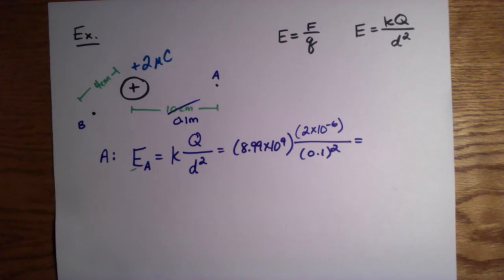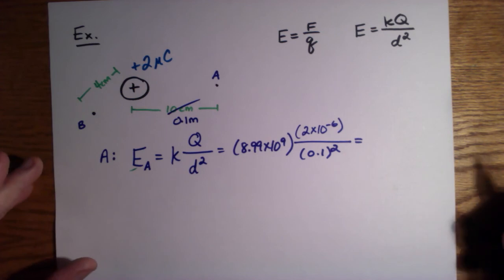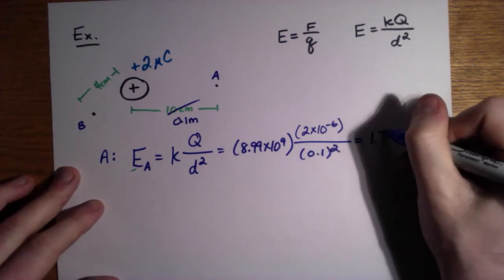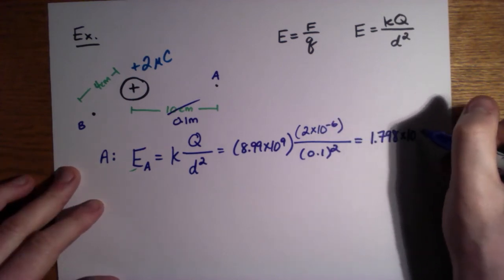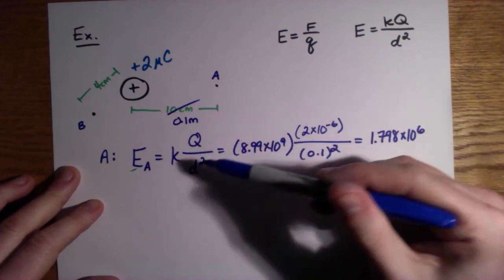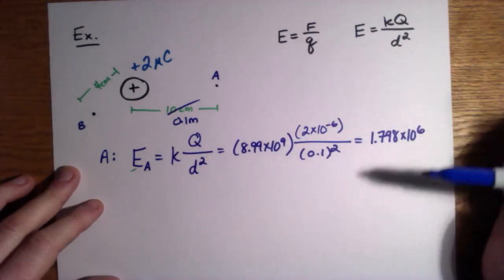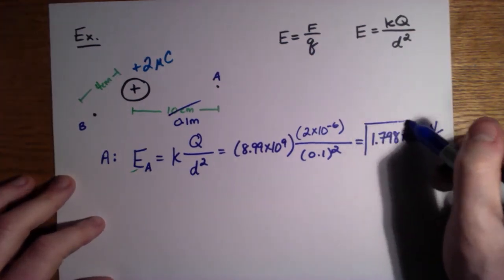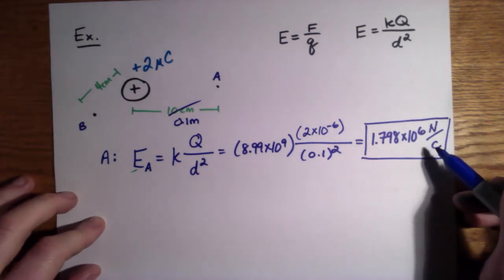What we can do is take Coulomb's constant, which is 8.99 times 10 to the 9th, multiply it by 2 times 10 to the negative 6th, and divide that by 0.1 squared. And if I did that properly, which I did not, what I get is 1.798 times 10 to the 6th. And remember, even though it's all this, it's the same as force per charge, so it's newtons per coulomb.